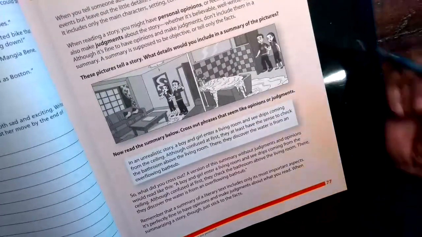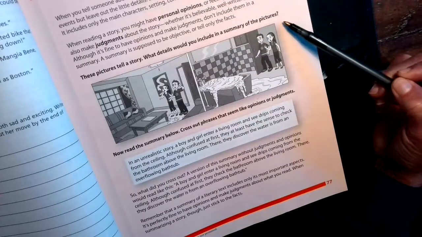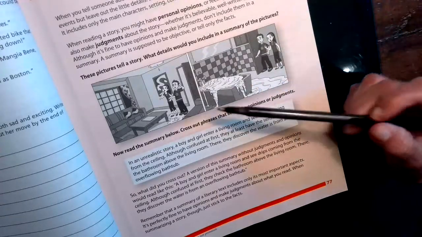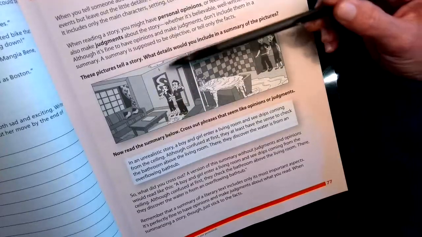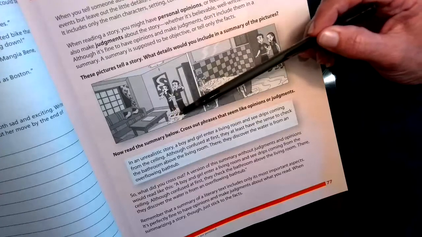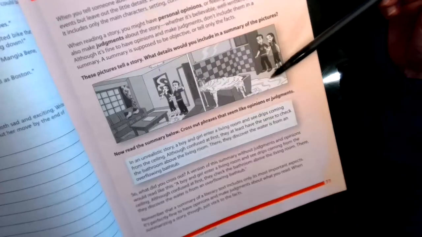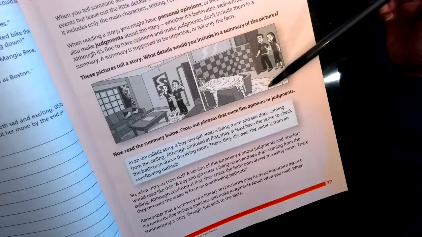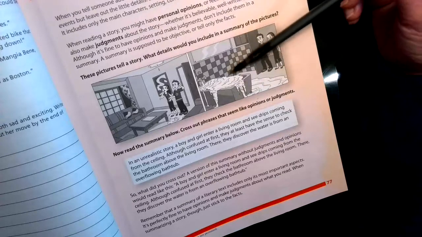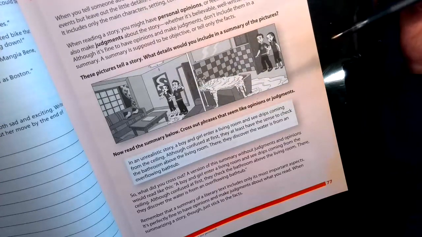These pictures tell a story. What details would you include in a summary of these pictures? So you have this couple who's in their living room and they're looking up. There's a water leak. It's coming through the ceiling. Then in the second picture, you see that there's a bathtub that's overflowing with water, which you can infer is probably upstairs above this living room and that's causing the water leak.